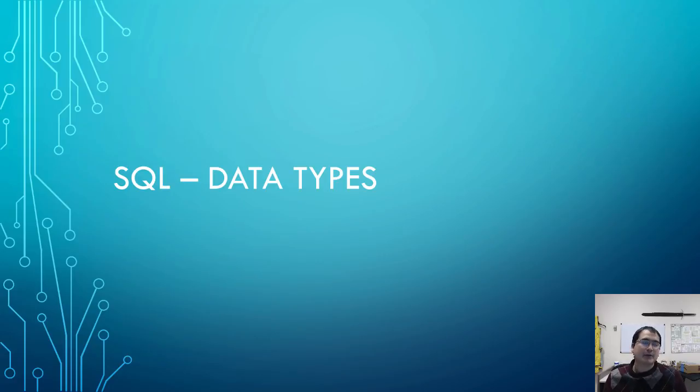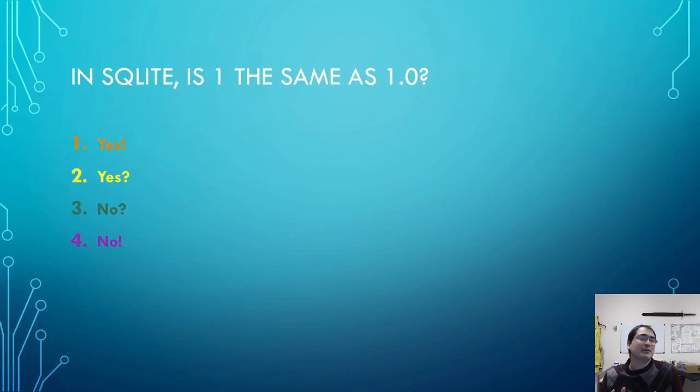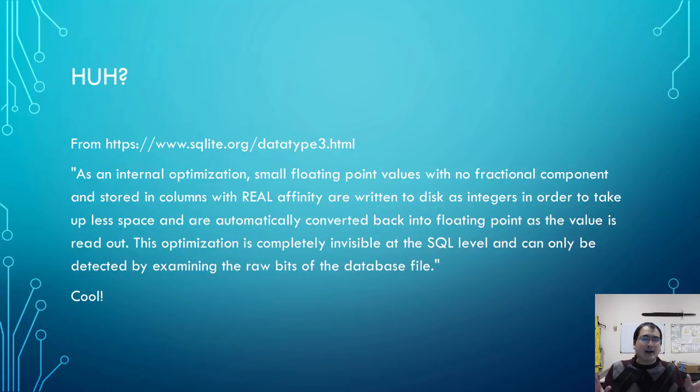In this video, we'll be talking in a little bit more detail about the data types available in SQLite specifically. So to start off with, here's kind of a tricky question. In SQLite, is 1 the same thing as 1.0? And in reality, you can't really know from the outset, but I'm going to tell you that the answer is yes. Now why is that?